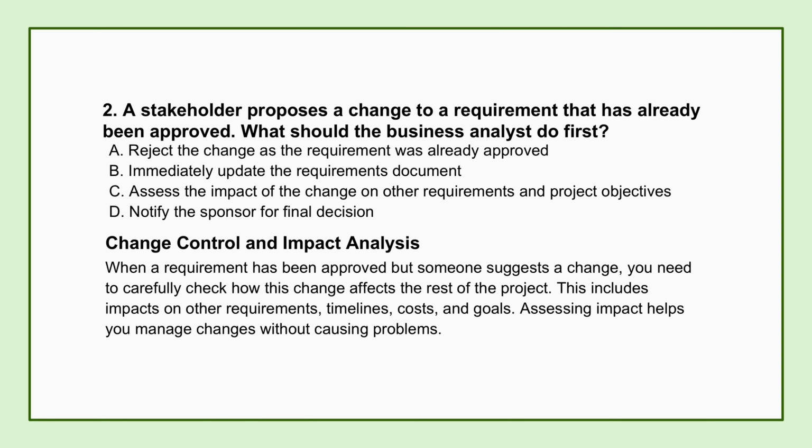All right, question 2. Here, a stakeholder suggests changing a requirement, but this requirement is already approved. What's the BA's first move? The classic change request on an approved item. Right. The guide's answer is assess the impact of the change on other requirements and project objectives. Yep. Pure change control and impact analysis. The source analysis is spot on: before you even think about saying yes or no, you have to understand the consequences. Exactly. What are the ripple effects? You absolutely must figure that out first.